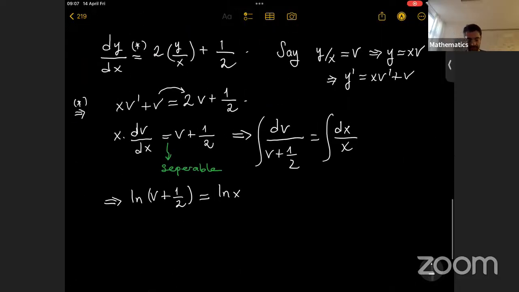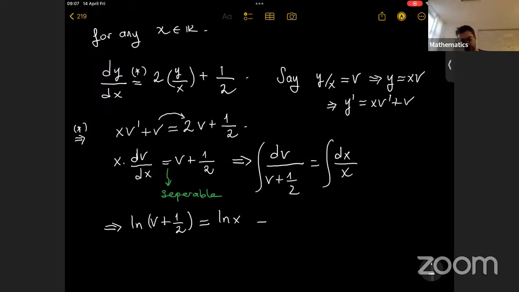So we have ln x. And this implies basically v plus 1 over 2 is equal to, plus a constant, sorry, some constant c, which is not the same as the previous one. Let's say c tilde times x. All right, any question with this?